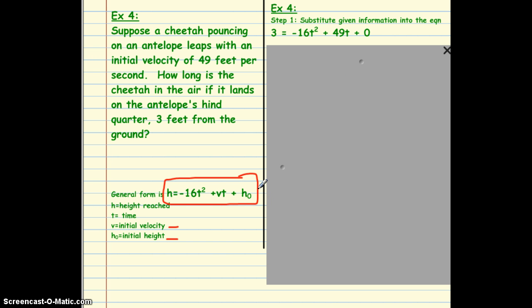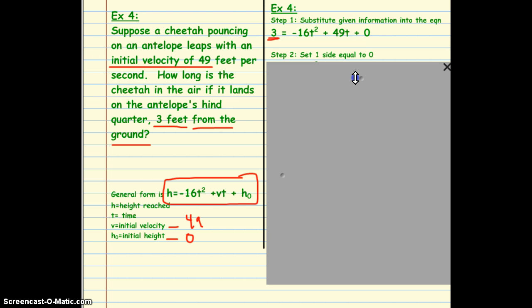So what we're going to do is first take this equation and substitute our information from the problem. So h is the height that it's going to reach, while our antelope reaches 3 feet from the ground. So our height is going to be 3 feet. We've got our -16 t squared plus v is our initial velocity, and it says our initial velocity is 49 feet, so 49t plus 0, our initial height. Well, let's think about that a little bit. If the cheetah is jumping, where's it jumping from? Well, it's jumping from the ground, which has an initial height of 0. So we're going to have 49t plus 0.